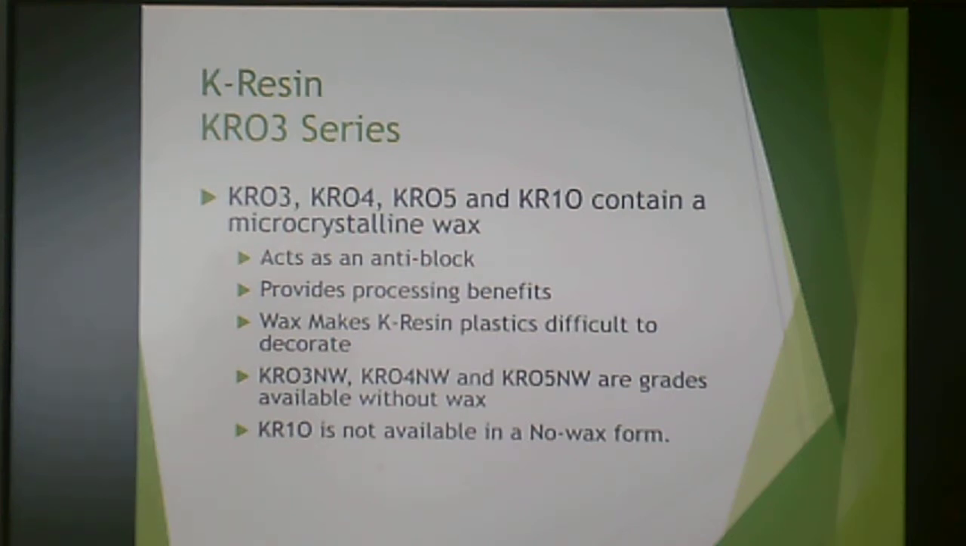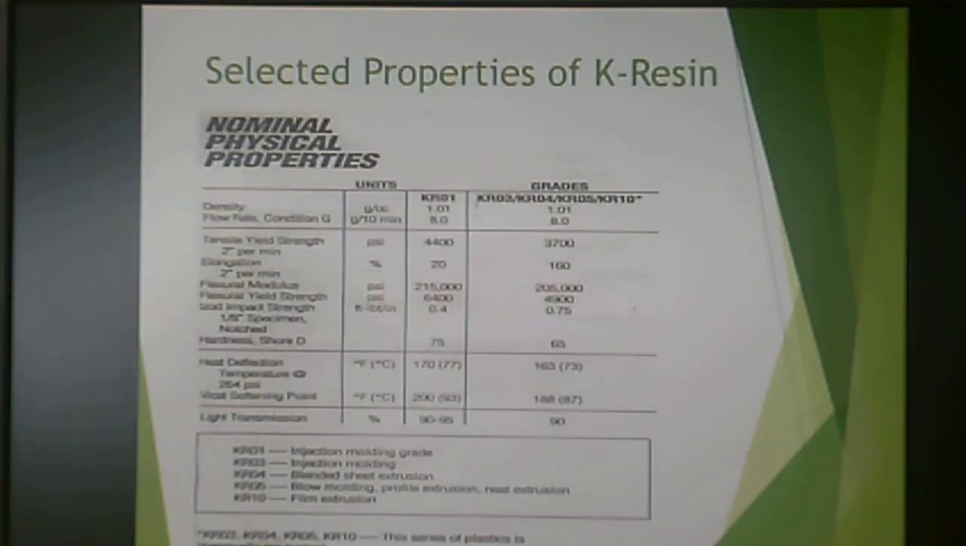The KR03 series contains a microcrystalline wax. This acts as an anti-blocking agent, and this improves the processing benefits. However, this wax can sometimes make it difficult to decorate. It repels inks, and so you can get certain grades without wax. And at this point, KR10 is not available without wax.